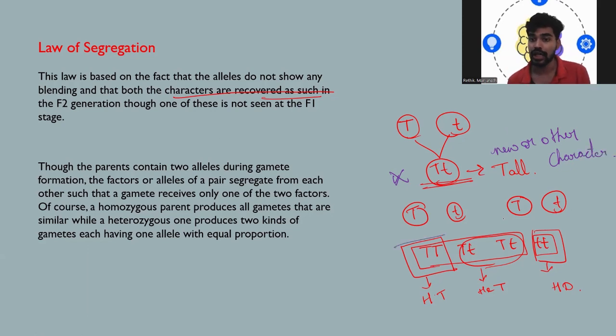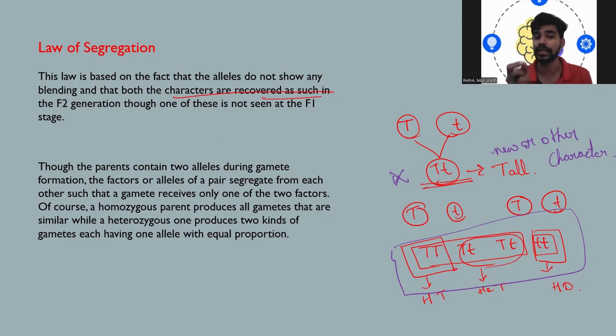But in F2 generation, again, it has been recovered. The parental character has been recovered. That is what they're trying to say in law of segregation. See, the parent contains two alleles.